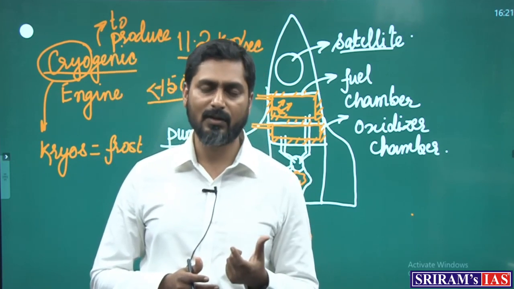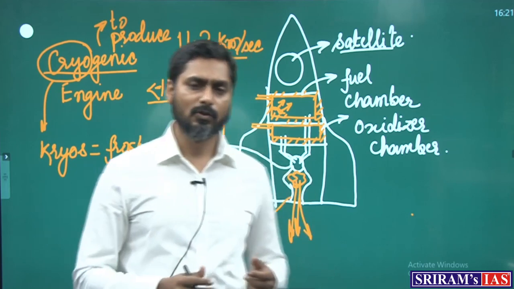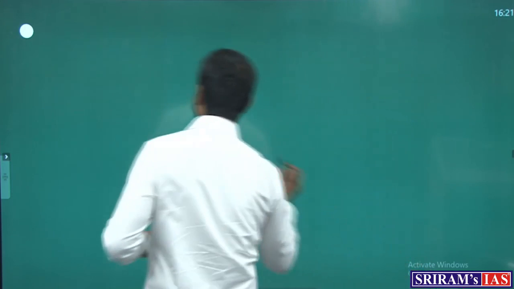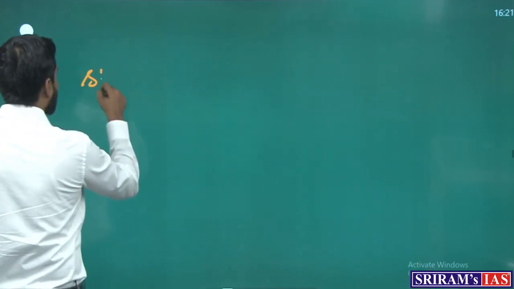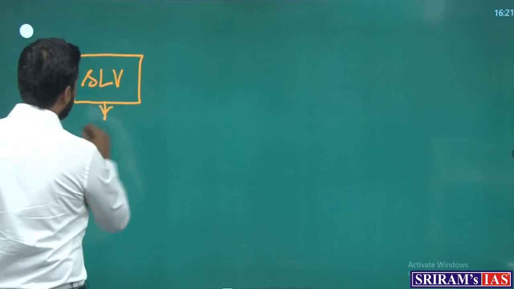So let us now try to understand how the launch vehicles of India have evolved. The journey of India's launch vehicles started way back in the 1970s, when India started its first launch vehicle, known as the Satellite Launch Vehicle.